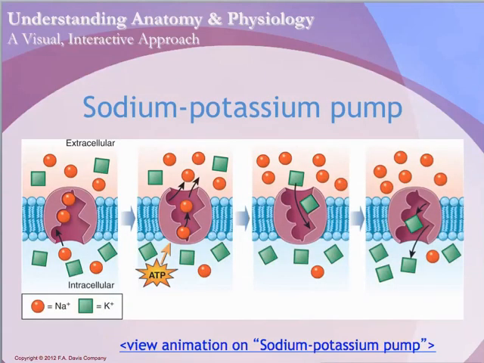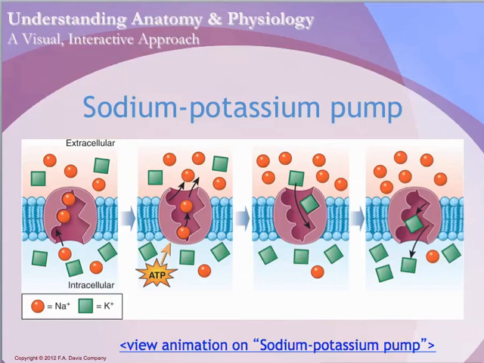So those are the processes of passive transport. I want to talk briefly about the couple of processes for active transport. Remember, active transport is going to require energy. So this is going to be a little bit different. Here's the sodium-potassium pump that I want to show you. And this requires energy because we're actually going to go against the concentration gradient.